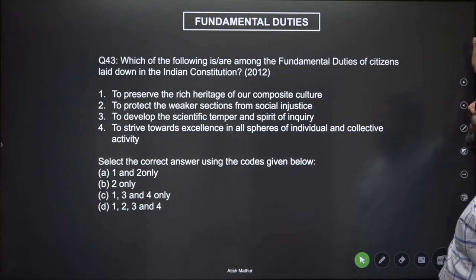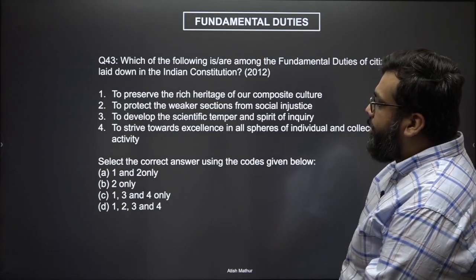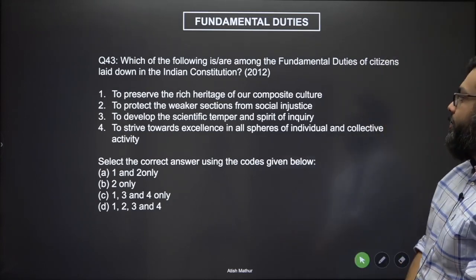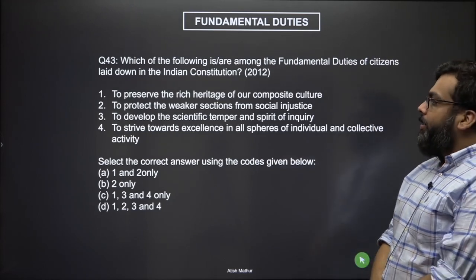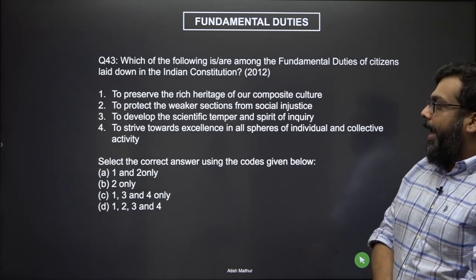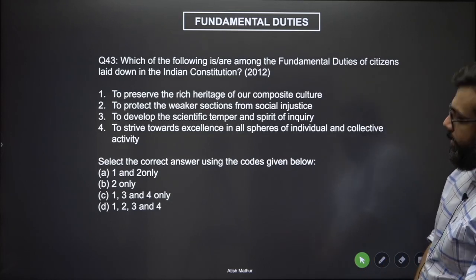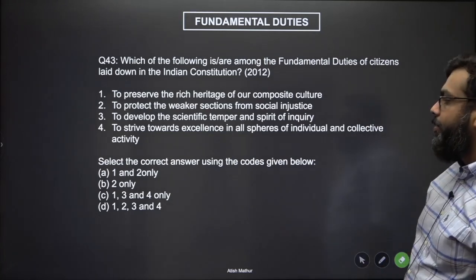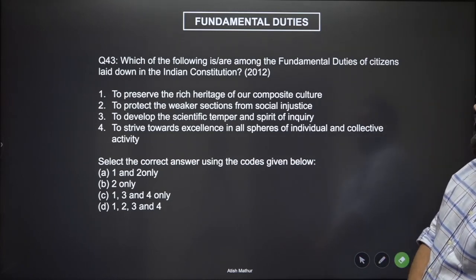43. Which of the following is or are amongst the fundamental duties of citizens laid down in the Indian Constitution? To preserve the rich heritage of our composite culture, to protect the weaker sections from social injustice, to develop scientific temper in the spirit of inquiry, to strive towards excellence in all spheres of individual and collective activity. Select the correct answer. So let us see if there's something that we can eliminate. 1 and 2, 2 only, 1, 3 and 4, and 1, 2, 3 and 4, right?